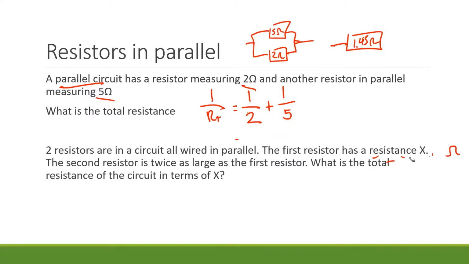Two resistors are in a circuit, all wired in parallel. Oh man, this is a challenge question. The first resistor has a resistance of X. The second resistor is twice as large as the first resistor. What is the total resistance of the circuit in terms of X? Does anyone want to give this challenge a go before I give the answer? I'll give you guys a minute to see if you can work out what the total is. I'll quickly work it out myself, just so I can make sure that I've got the answer.